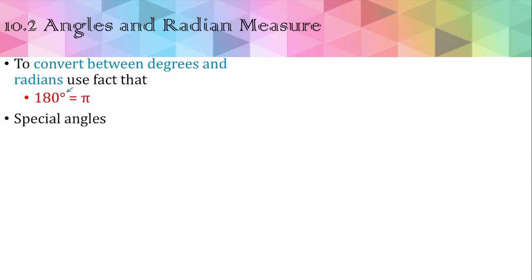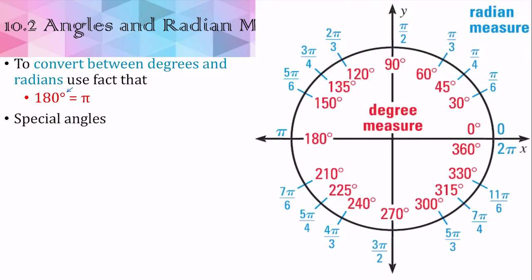There are a bunch of special angles. Wow, look at all those angles, in both degrees and radians. So 30 degrees is the same as pi over 6 radians. Radians use fractions of pi because pi is all the way across the circle, right? So halfway across is half of pi.